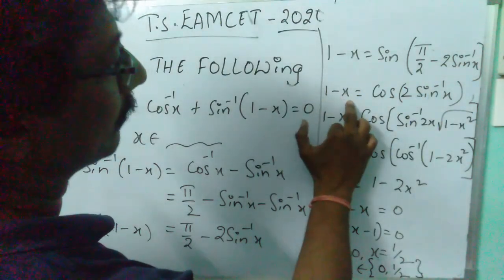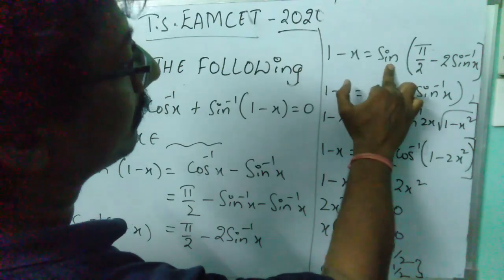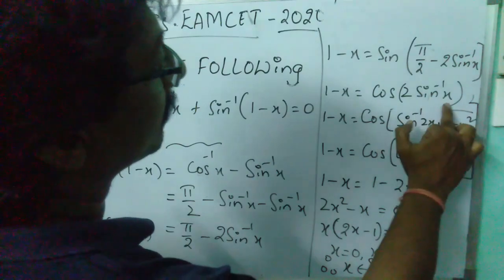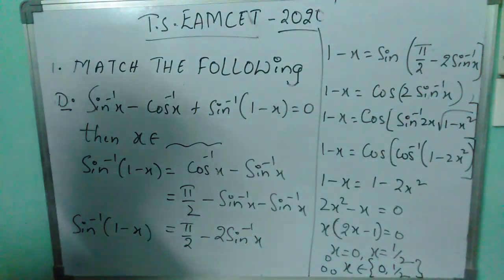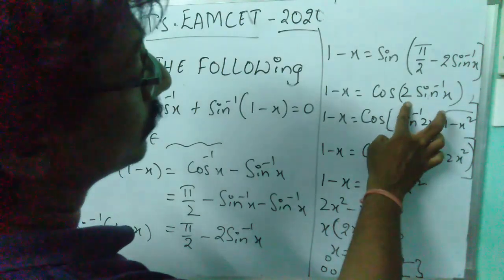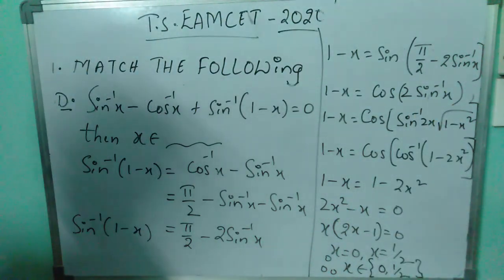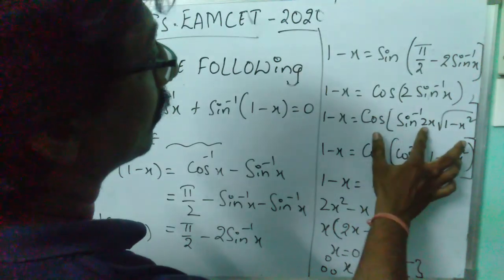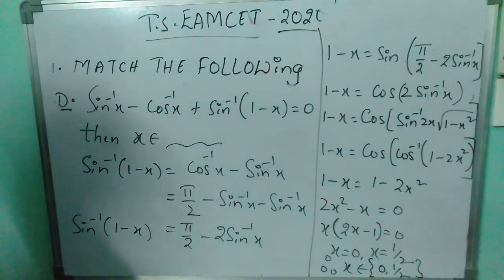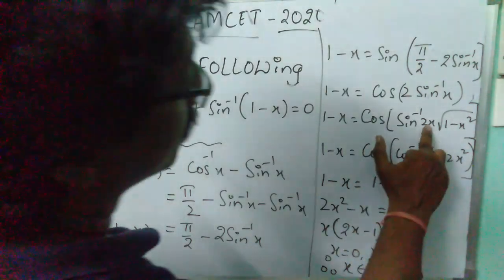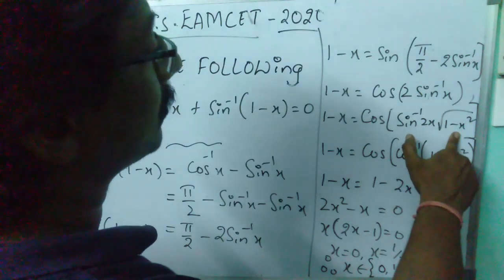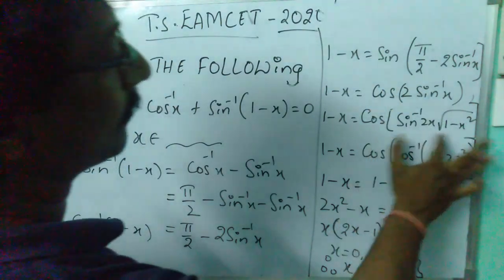Next, 1 minus x: when you take the sine with this pi by 2, that becomes cos, and 2 sin inverse x will be as it is, no change in that. Now 1 minus x equals cos of 2 sin inverse x, which can be written as sin inverse of 2x into square root of 1 minus x square. So sin, 1 minus 2 sin x cos x, that makes 2x, just like that.